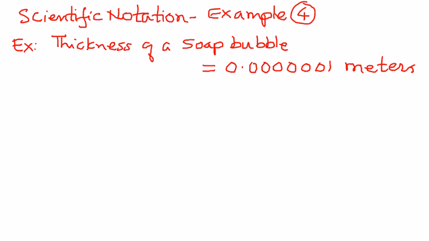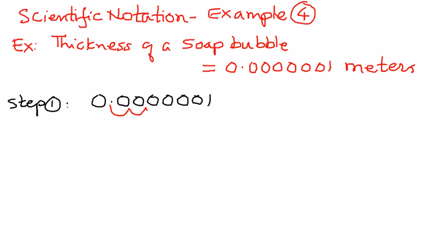And how do we do that? Again, let's break it down into different steps. Step number 1. Let's write the given number down. 0. We have 1, 2, 3, 4, 5, 6 zeros and 1. And the way we want to write it in terms of scientific notation is to move the decimal place to the right this time. 1, 2, 3, 4, 5, 6, 7 places to the right.